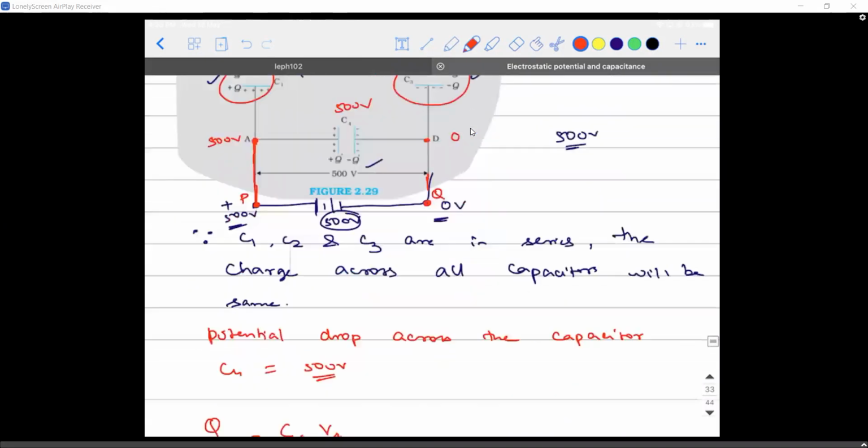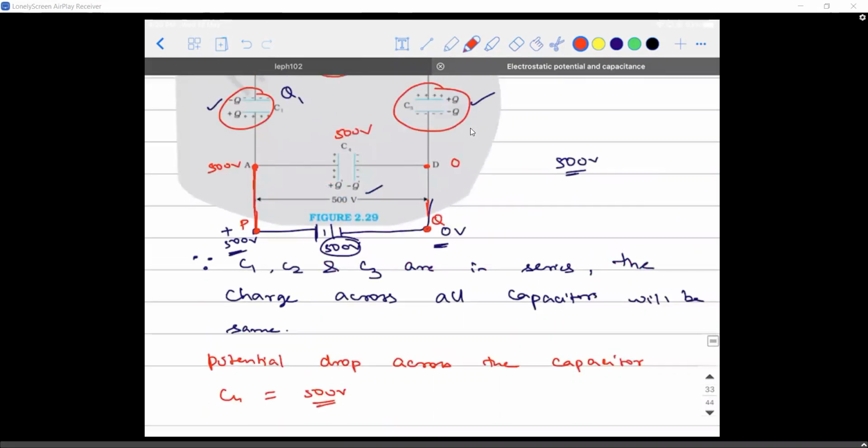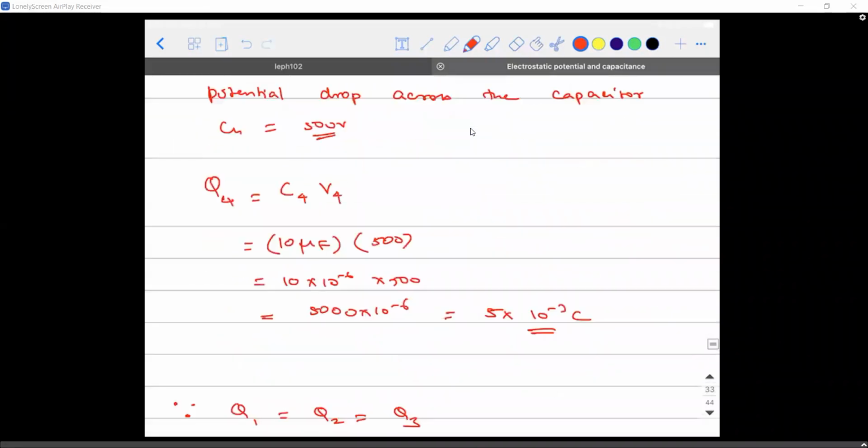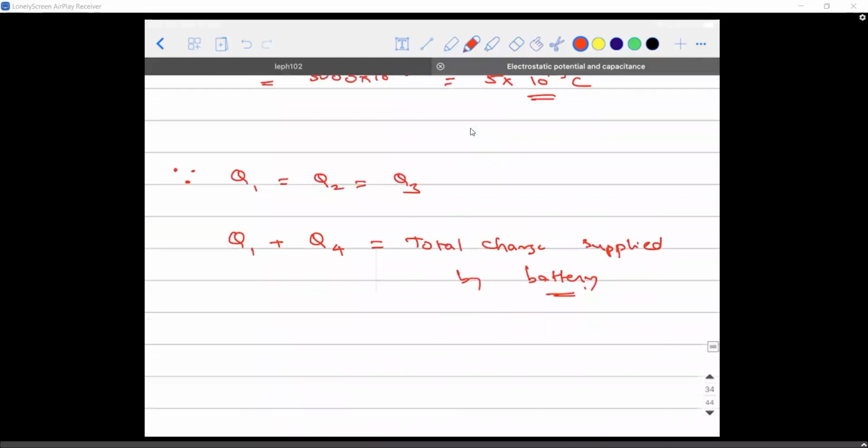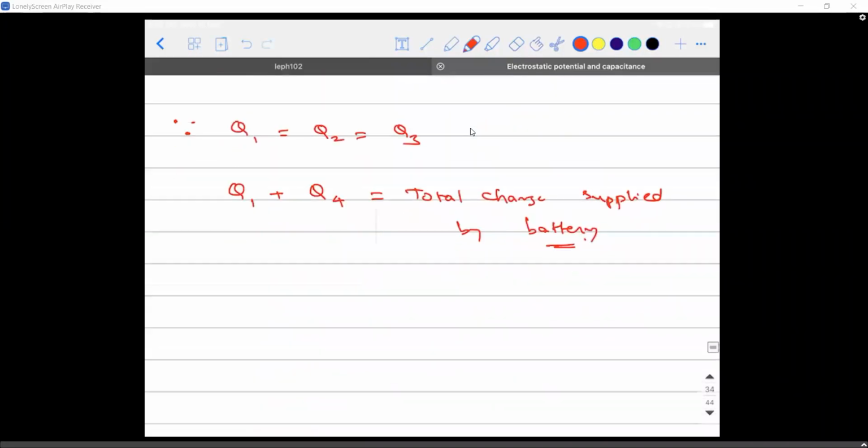So whatever is the total charge supplied by the battery, one part will go to C4 and the remaining part will go to C1, C2 and C3, which are of same value. That is the reason I wrote it. So Q1 plus Q4 is equal to the total charge supplied by the battery. Now tell me, what is the total charge supplied by the battery?